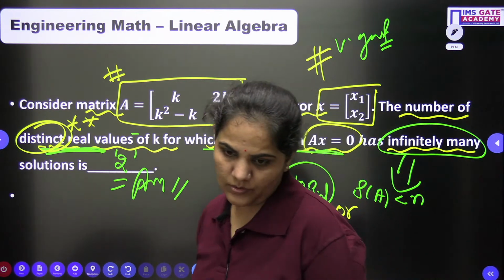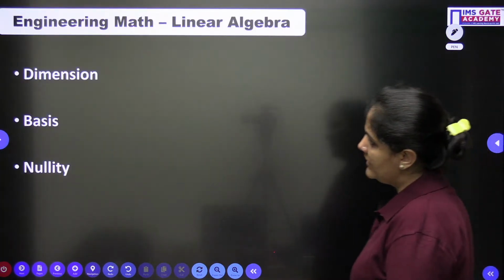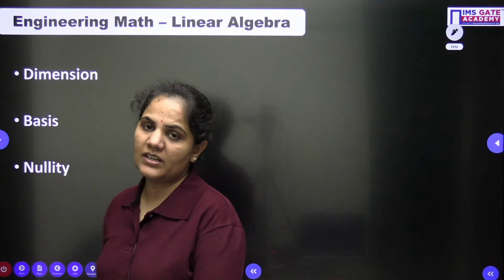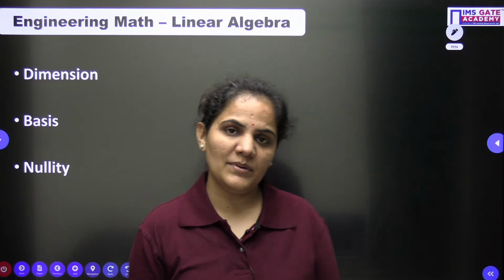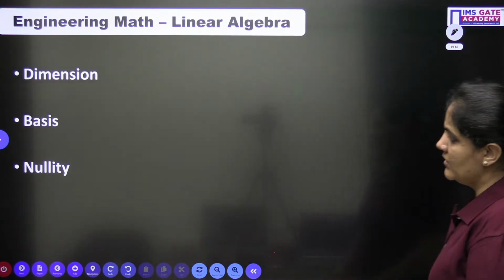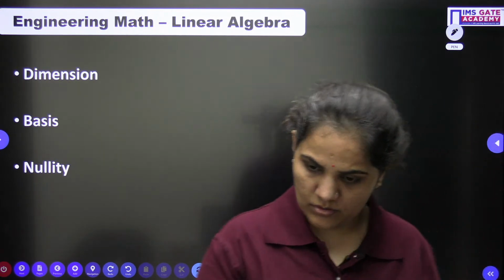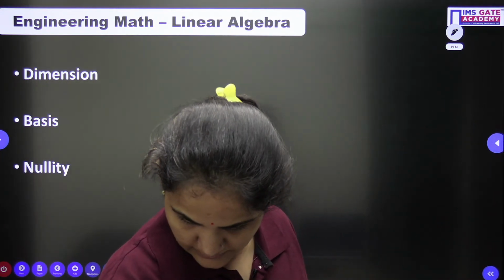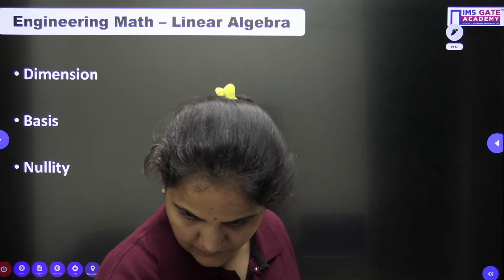Clear? Okay. Chalo. Now, let's talk about these three words: dimension, basis and nullity. Do you know about dimension? What is dimension? What is basis? What is nullity? Bacho, I cannot see the comments. Do you know about these things?